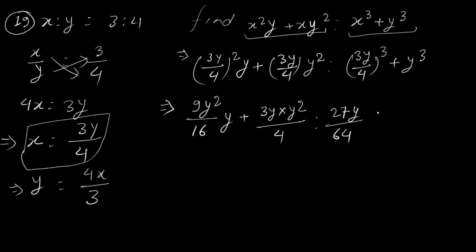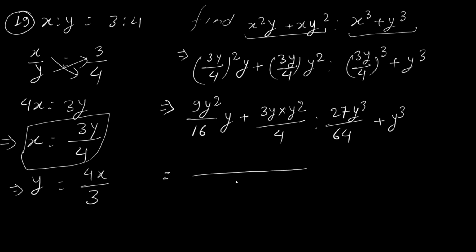Right, sir. Plus y cube. Sir, what have you done? 3 times you have to multiply 3. 3 multiplied by 3 multiplied by 3, y multiplied by y multiplied by y, then it will become 27y cube. And down also, 4 multiplied by 4 multiplied by 4 becomes 64. And y cube is already there. Okay, now you have to do the sum.